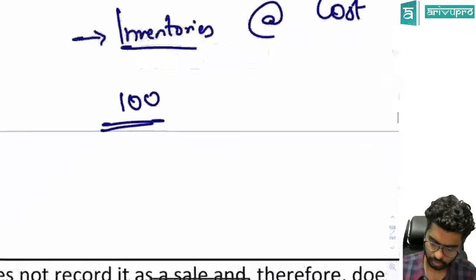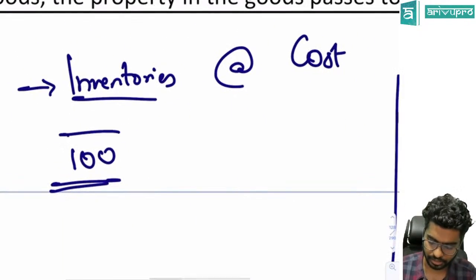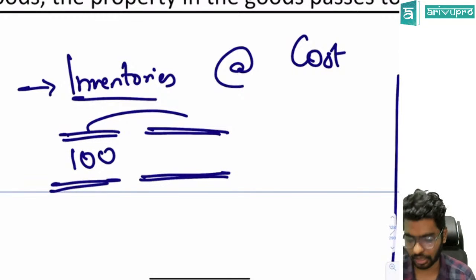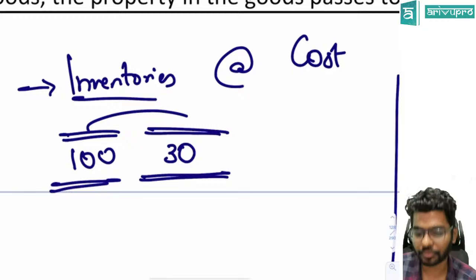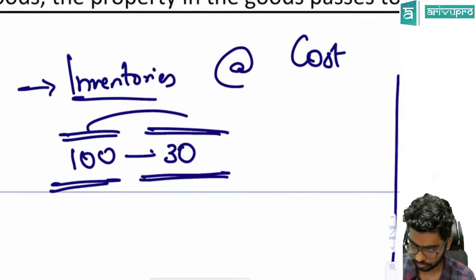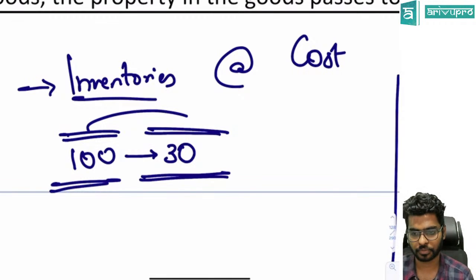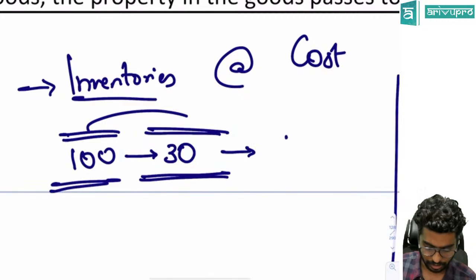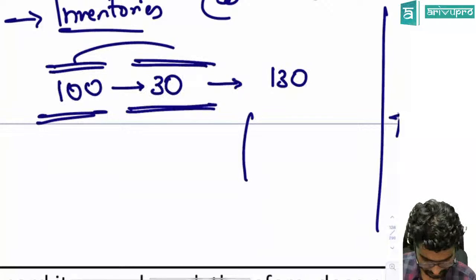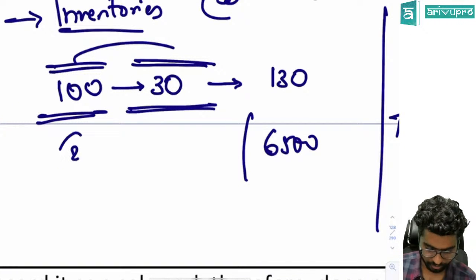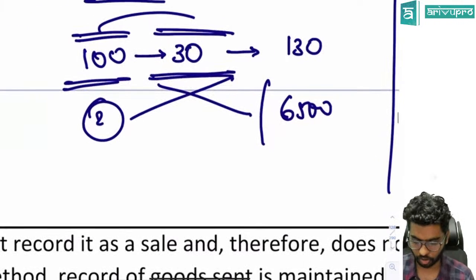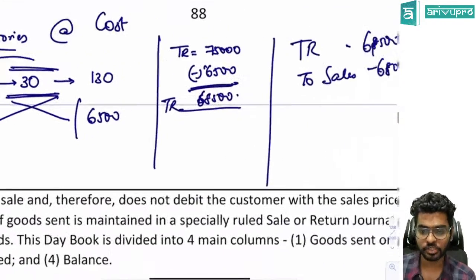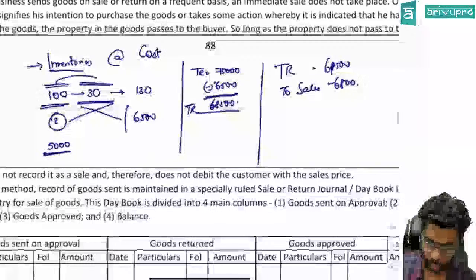Done. Now, if I have goods costing 100 rupees, okay, 30 rupees is the margin, 130 rupees. This is 6,500. I need to find the cost. What will be the cost? The cost will be 5,000 rupees. Are you clear? So if I do this, what's the journal entry?